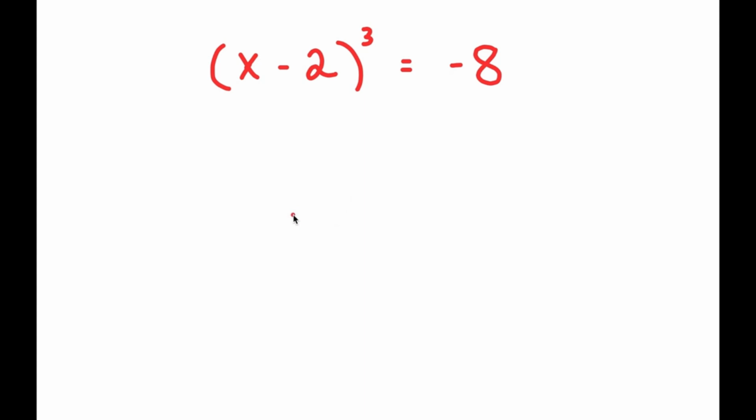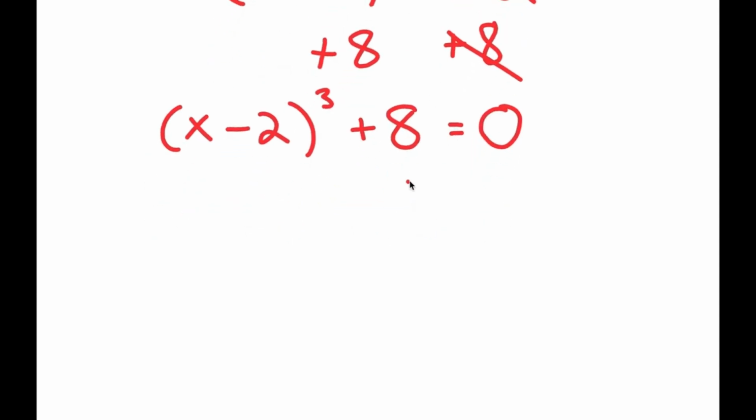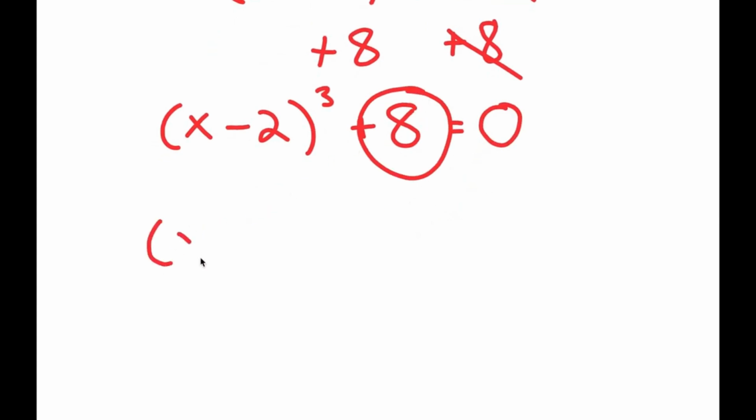Alright, so in this problem, I have x minus 2 to the power of 3 is equal to negative 8. So to solve this, I'm going to first start by adding 8 on both sides. So then these two cancel out, and I get x minus 2 to the power of 3 plus 8 is equal to 0. Now from here, I can rewrite 8 as 2 to the power of 3.